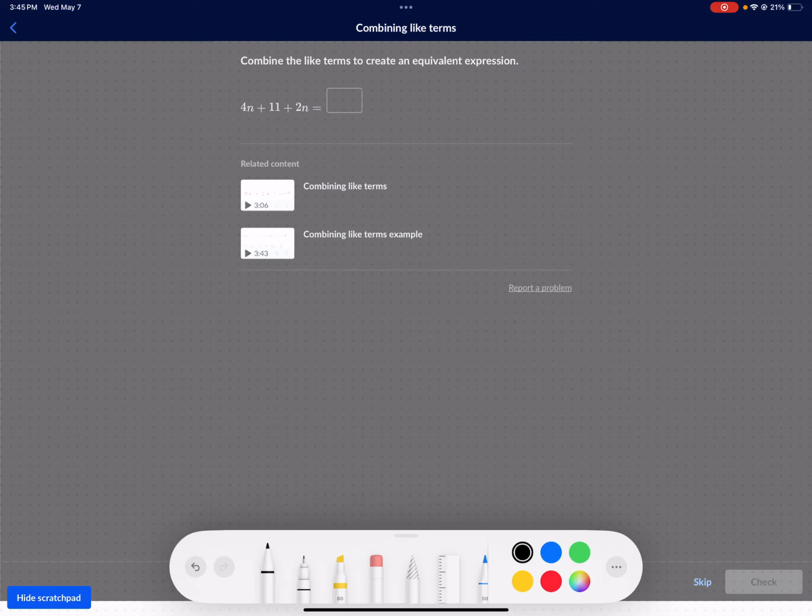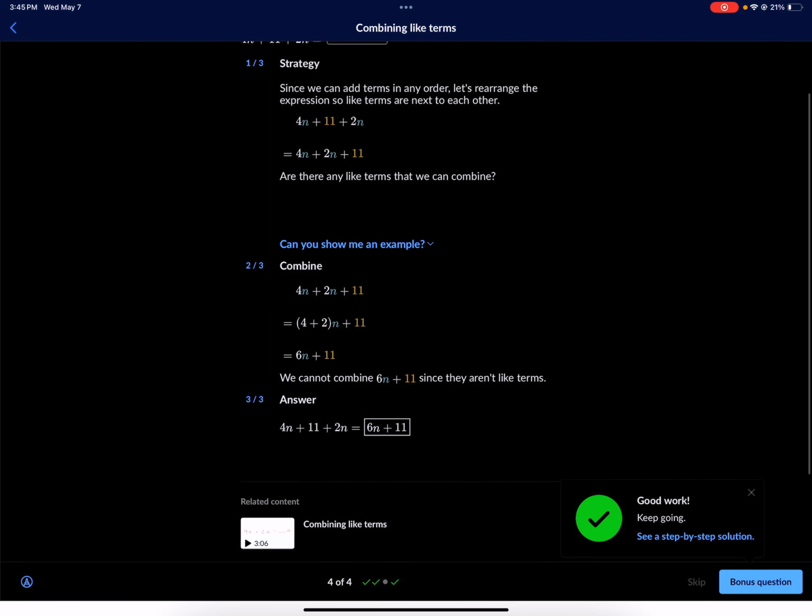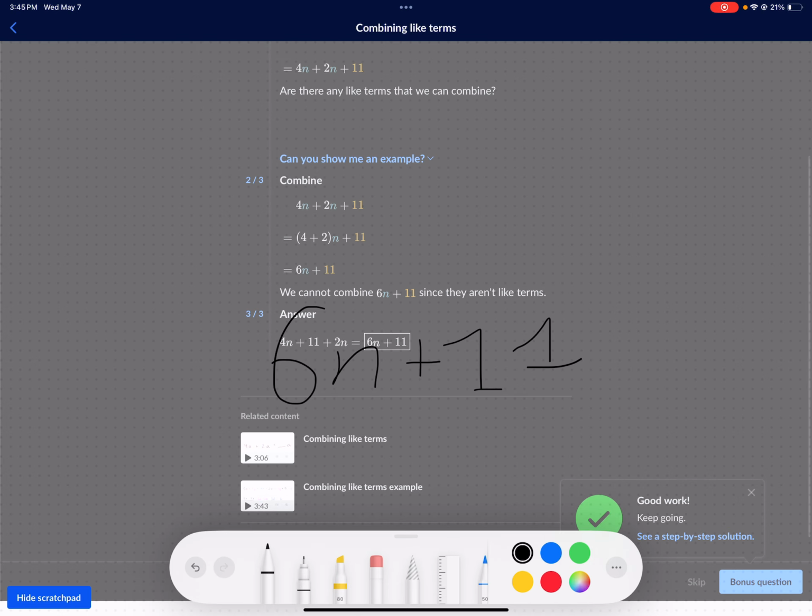So, combine the like terms to create an equivalent expression. We have 4n plus 2n plus 11. So, like terms, 4n plus 2n is 6n, and then we add 11, and that's good. So 6n plus 11. So if you got that right, good job. If you didn't, here's the videos.